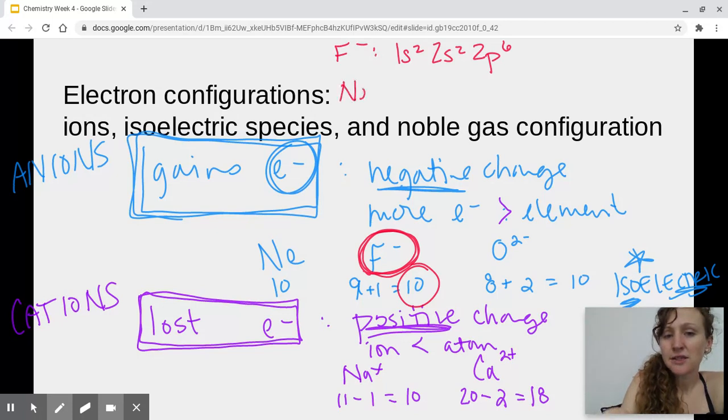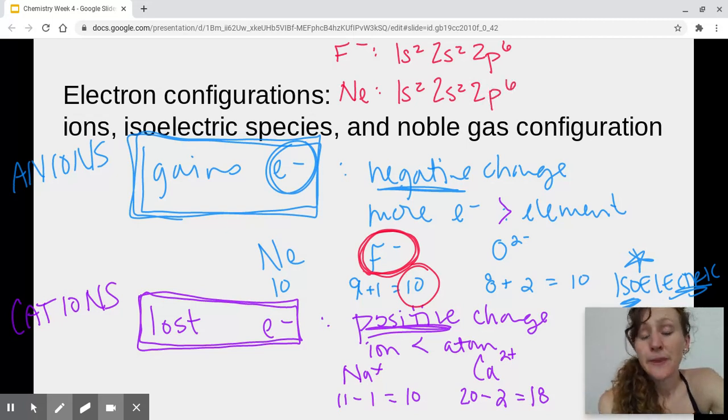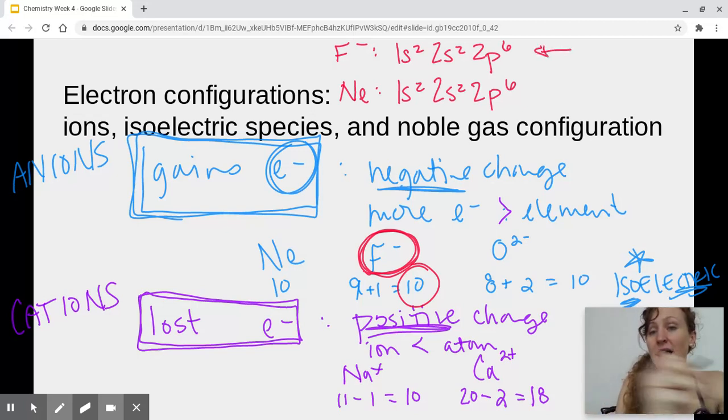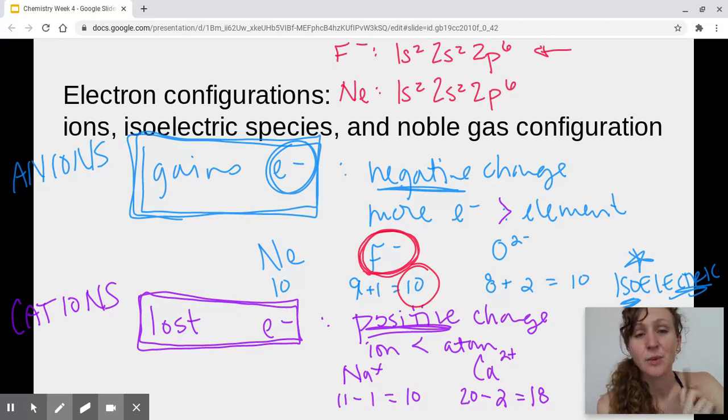So neon's electron configuration is 1s2, 2s2, 2p6. It's the same, thus the isoelectric nature of these two things. And notice fluorine's ion actually fills itself up with electrons until it forms a very, very stable configuration, as stable as a noble gas. Isn't that interesting?